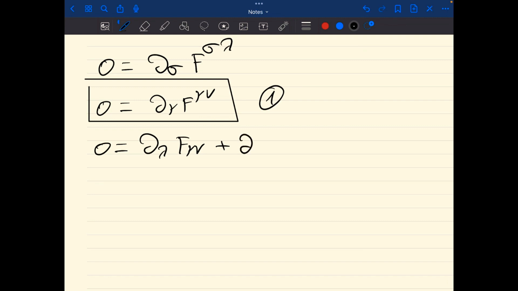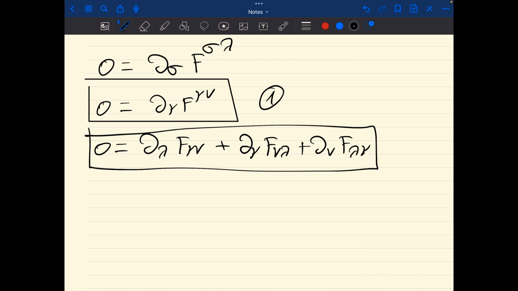So I do just cyclic permutations. We have d lambda F mu nu, d mu F nu lambda, and the last term is d nu F lambda mu, and that's equal to 0. That's something that can be checked quite easily. So we have here the equations of motion. The first one is really what you would call the equation of motion. The second one, in this case, you can call a structural equation. It really just depends on the structure of the F mu nu term.